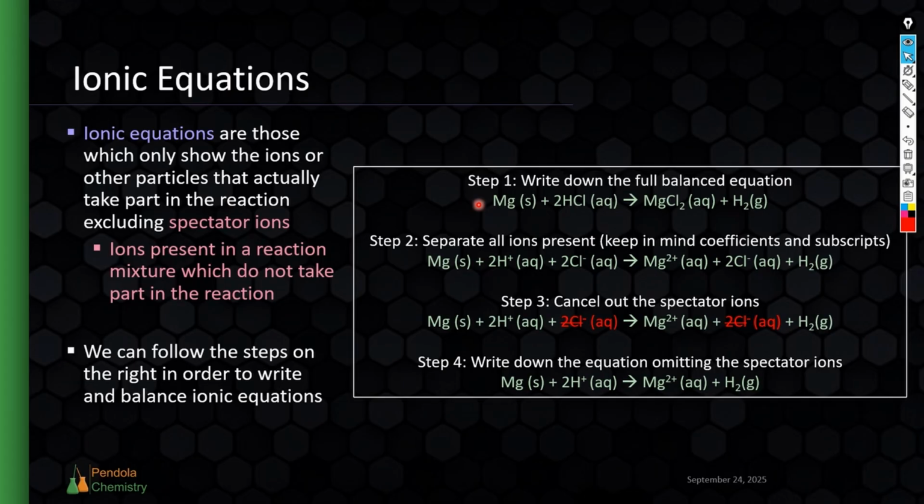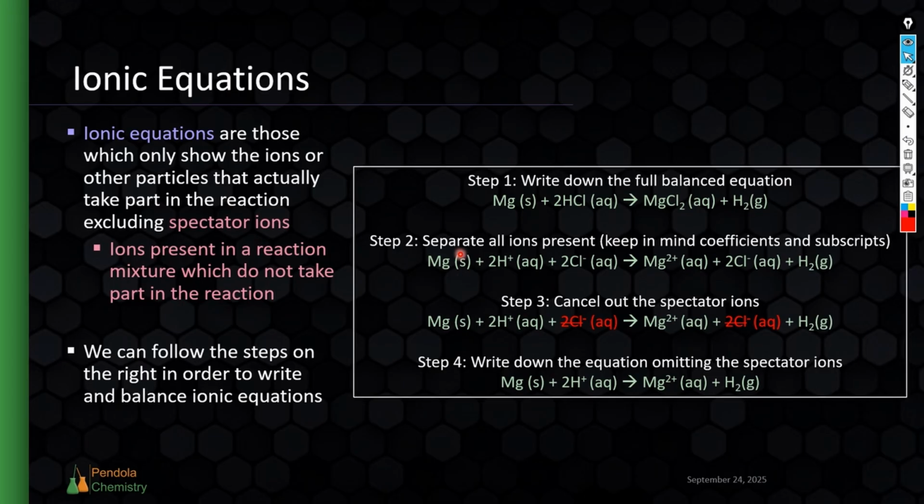Now here, one of these ions is actually not going to be reacting. It's just simply there to carry in whatever partner ion it is paired up with in the ionic formula, or in the acid in this case. So step two is going to be to go and look at your full balanced equation and separate anything that is either ionic or an acid and that is aqueous. So separate all ions present.